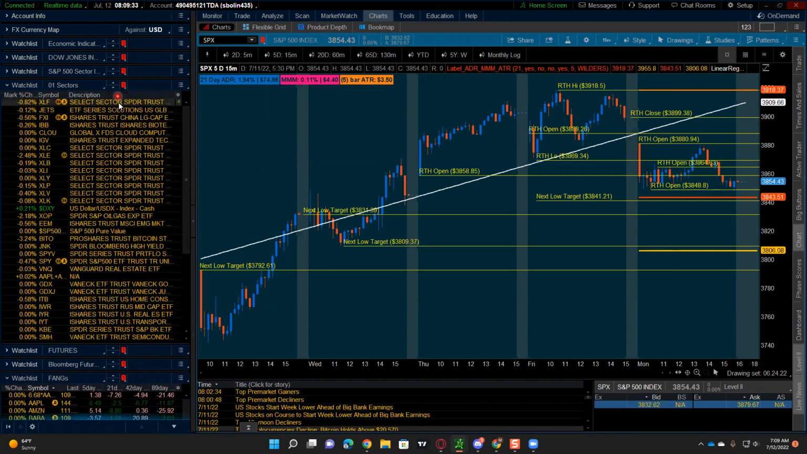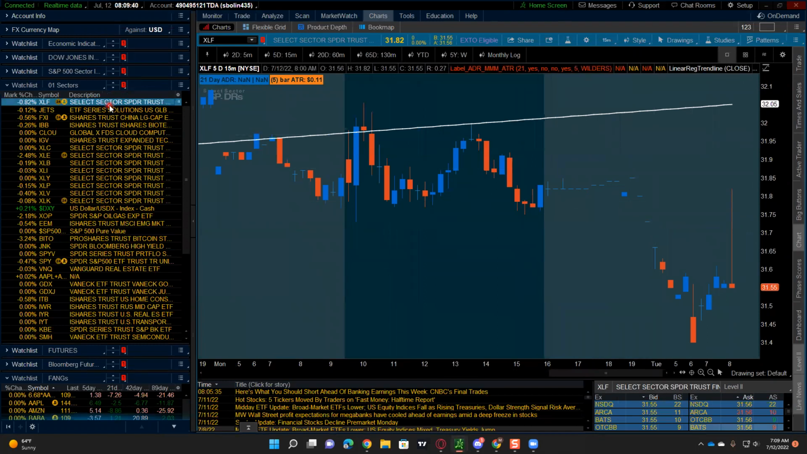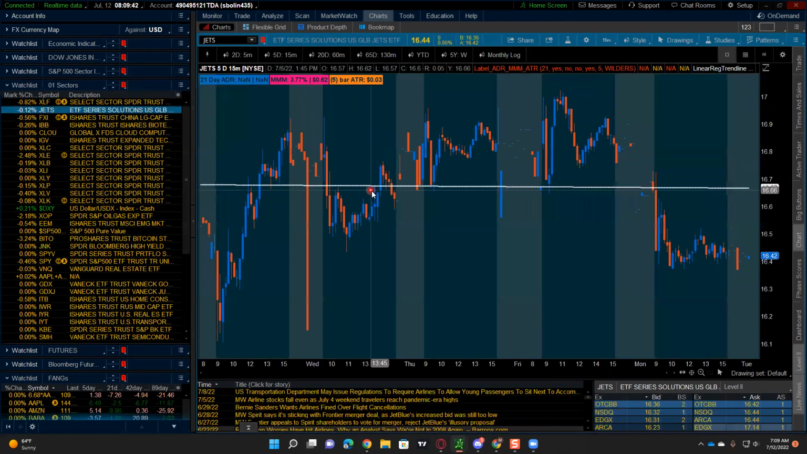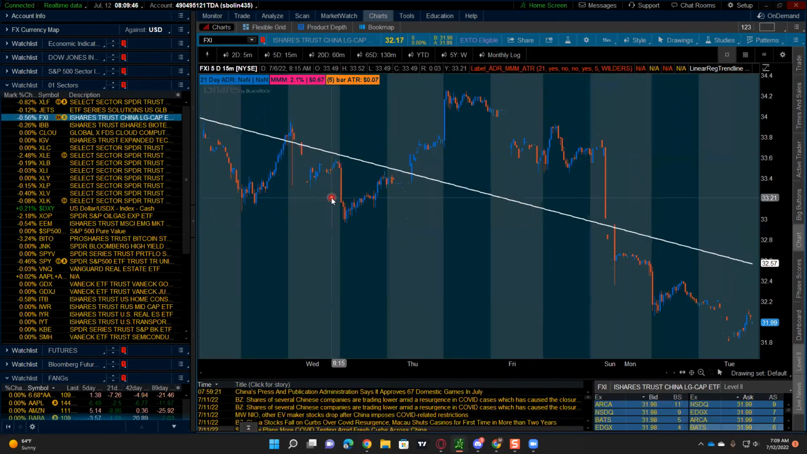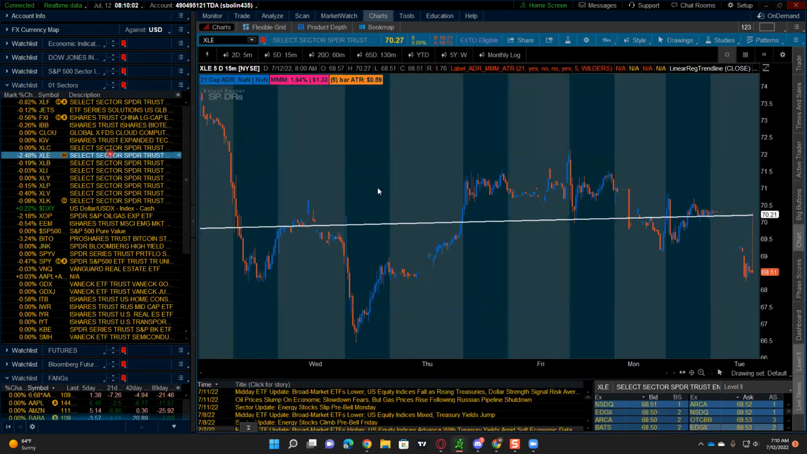All right, so this morning, marked change. Financials down quite a bit. Jets, not much of a print there, although it does show that it's down. FXI, China ETF, it's down, but it's trying to come back up to at least where it closed. Biotech shows that it's down, but really no real prints there. Energy down 2.5.